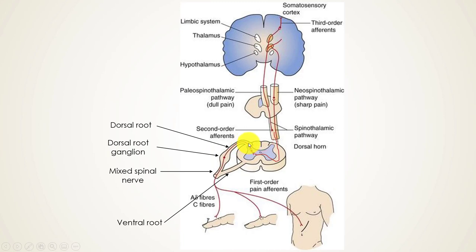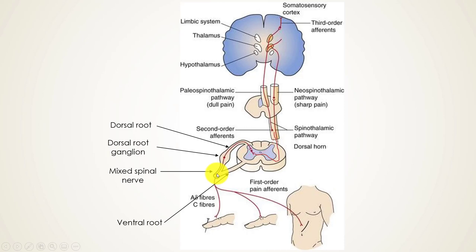When nociceptors detect that kind of noxious stimuli, it is going to convert these noxious stimuli into action potentials or electrical impulses. And this electrical impulse is carried to the peripheral process of the primary nociceptive afferent neuron. This could be made of A beta fibers or A delta fibers or C fibers. And now this peripheral process comes into the mixed spinal nerve.